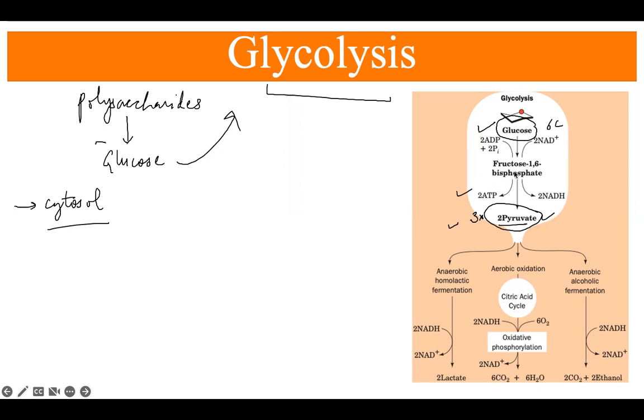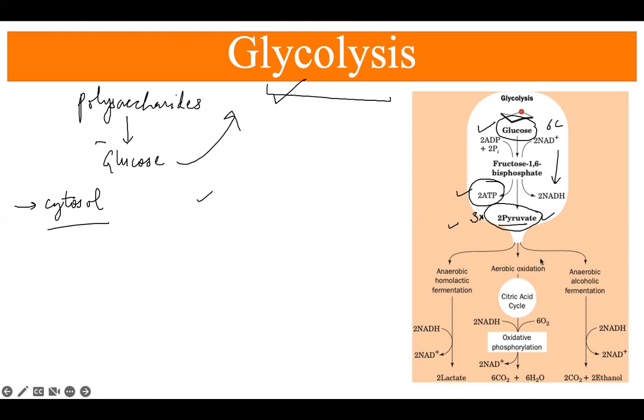And the energy that is released in this breakdown is utilized to synthesize ATPs. And that is what we are going to see in this lecture, how exactly these ATPs are being formed and in which reactions they are being formed. Now, as I mentioned just now, glycolysis takes place in the cytosol because all the enzymes that are responsible for carrying out this pathway are present there.